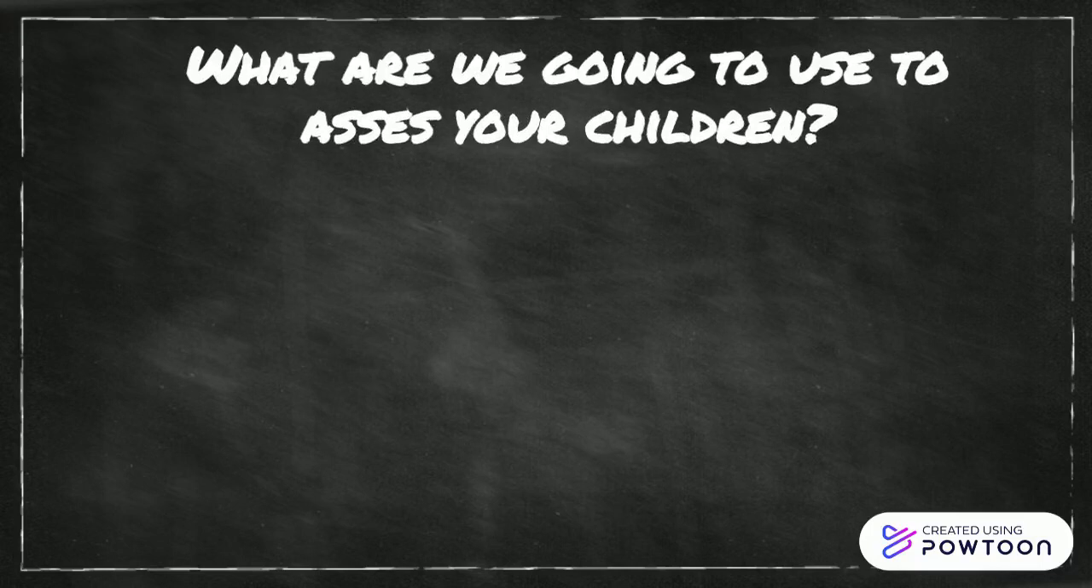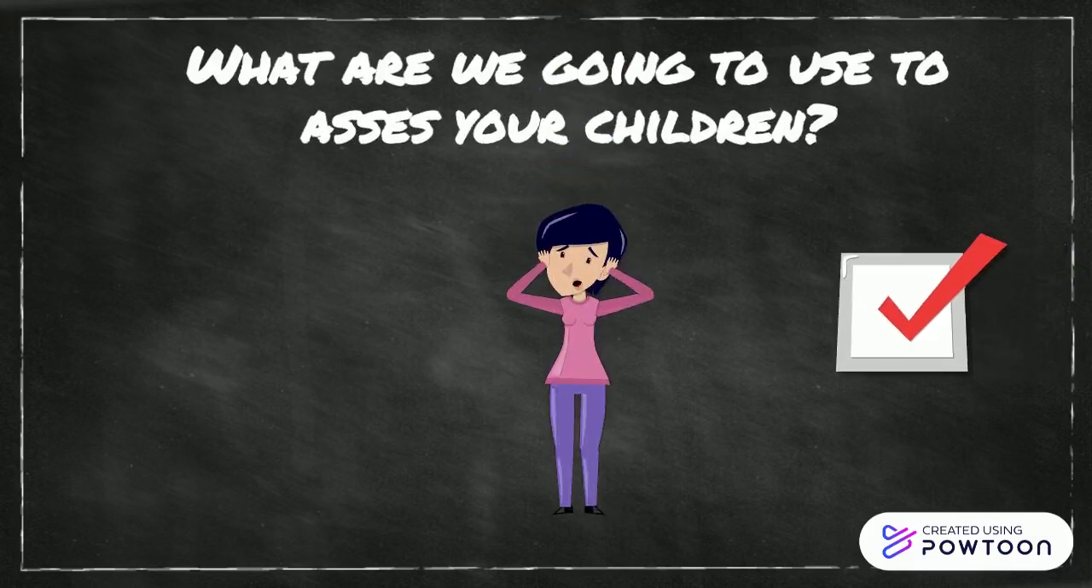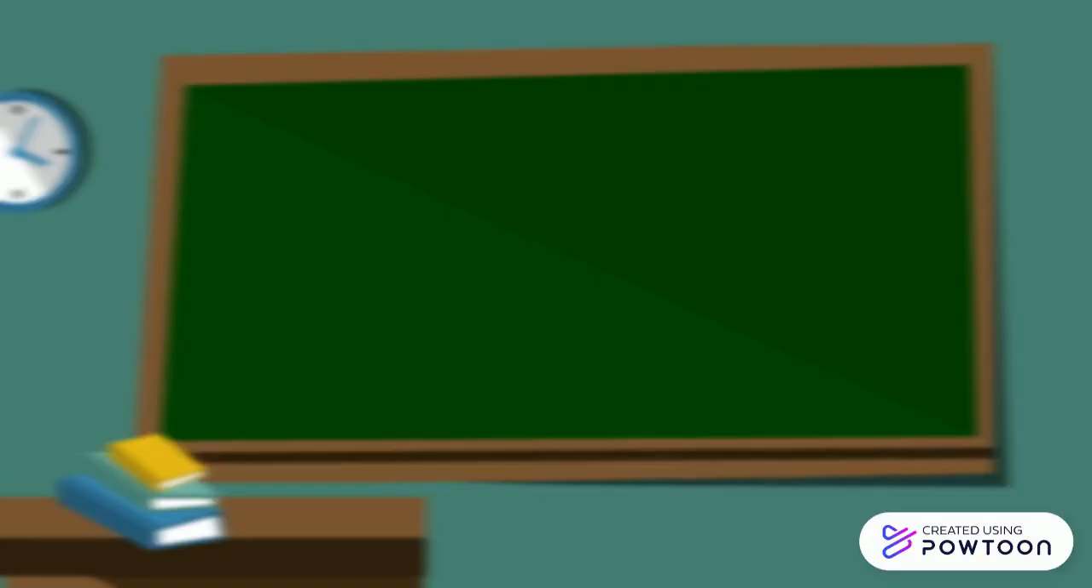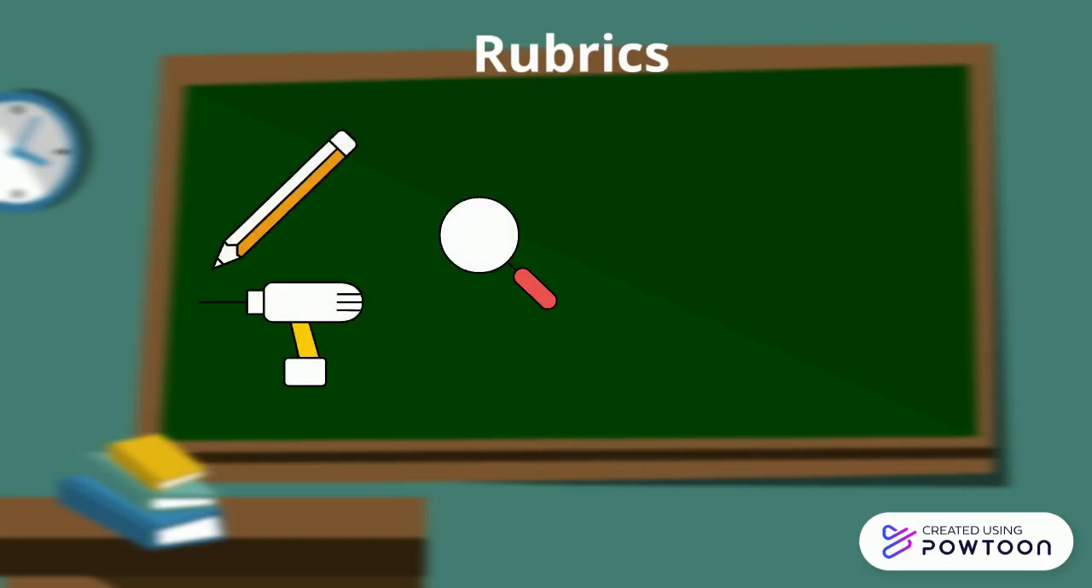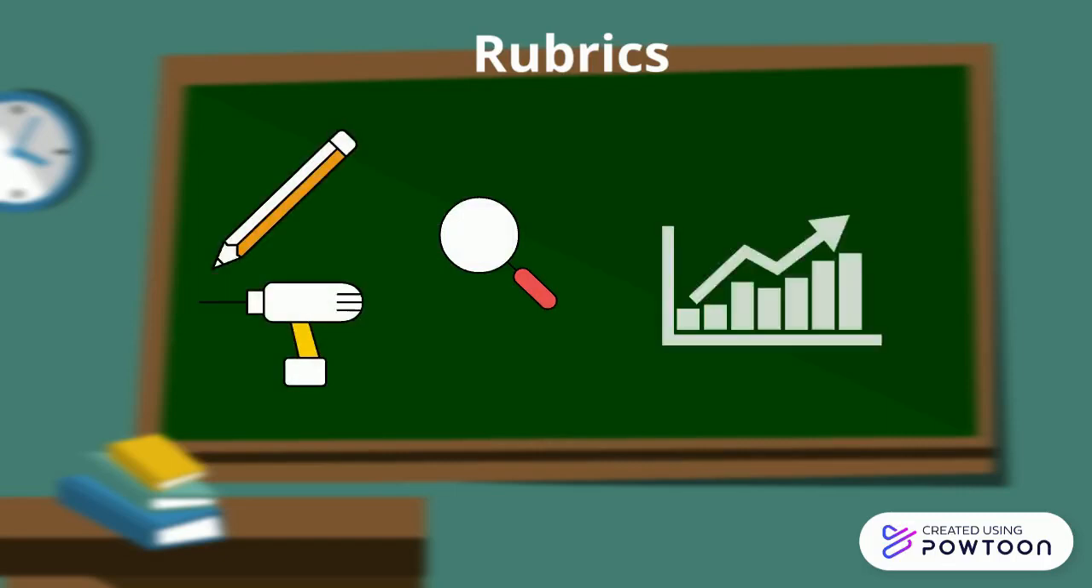So what are we going to use to assess your children? Don't panic. Let's have a look at the rubrics. A rubric is an assessment tool which is used to evaluate a learner's progress based on a range of criteria rather than on a single score. But why rubrics?